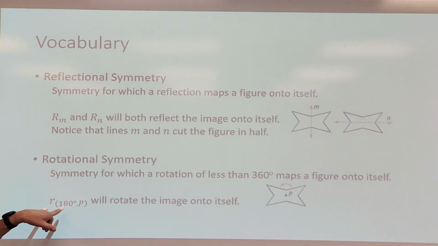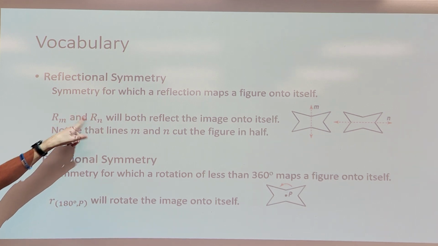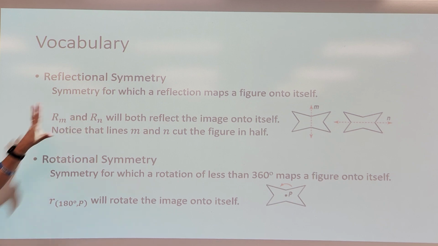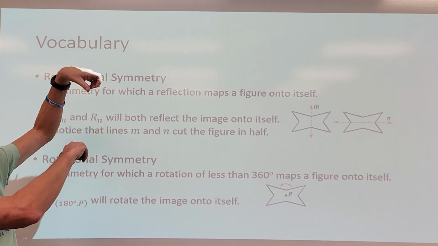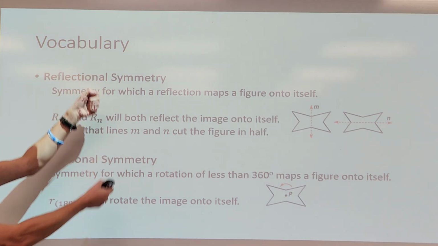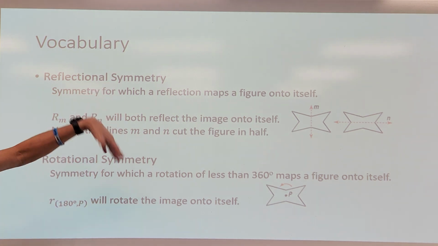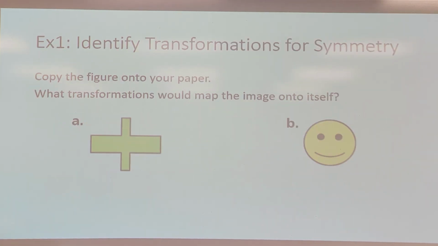And so we name the rotational symmetry using the rotation notation that we had in lesson 3. And we're going to notate reflectional symmetry like we did back in lesson 2. We're going to revisit that stuff to hopefully better understand lesson 2 and lesson 3 as we think through and explain lesson 5. So here are a couple examples. Copy these figures on your paper.